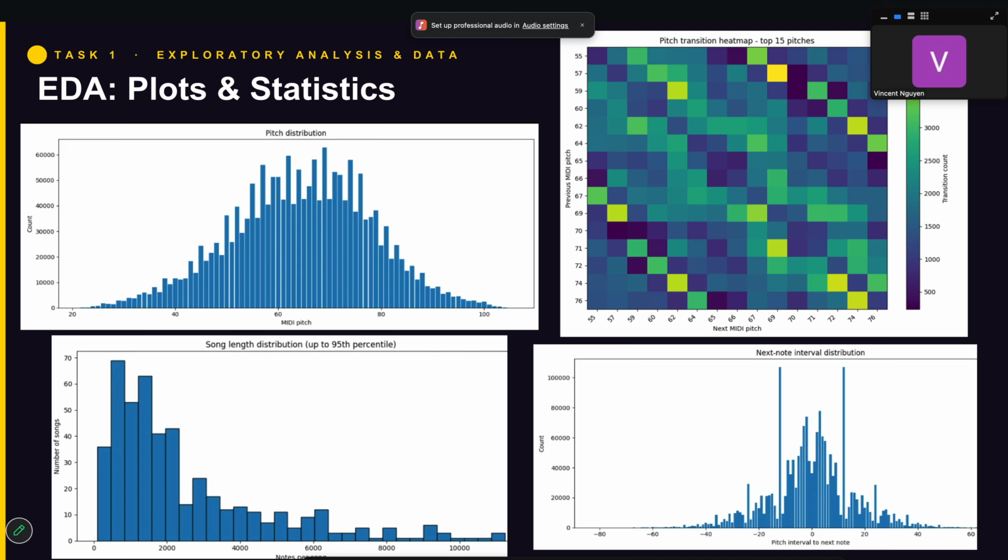On the top right, we have the pitch transition heat map. The heat map shows certain pitch-to-pitch movements that occur much more often than others, and this shows that the dataset contains learnable transition patterns. For the last graph, we have the next note interval distribution. We can see that the distribution has structure. Something important to note is that the pitch jumps are often close to the previous pitch, and this is a behavior that the model can exploit.